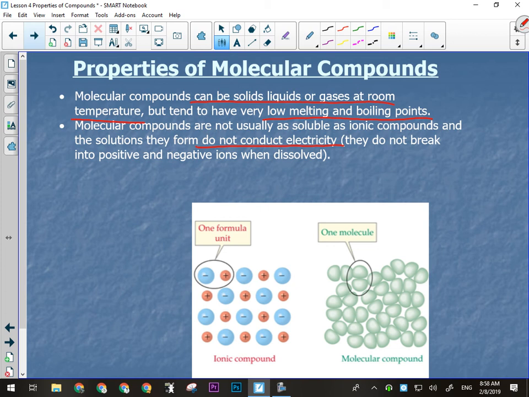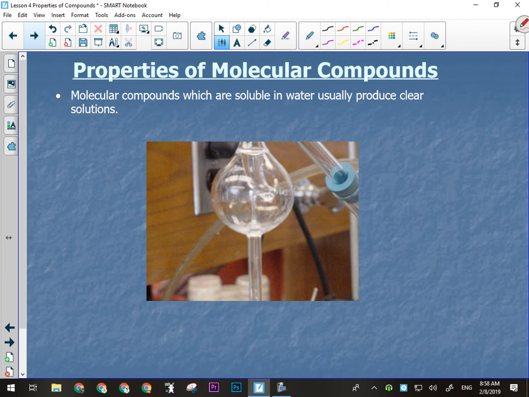The other thing about molecular compounds is there are very few that will produce brightly colored solutions. When they do dissolve in each other, they basically just assume whatever color they were before. It's usually dull or muted, or just clear. For example, putting alcohol in water, if it's just clear, like rubbing alcohol, you just get a clear solution.